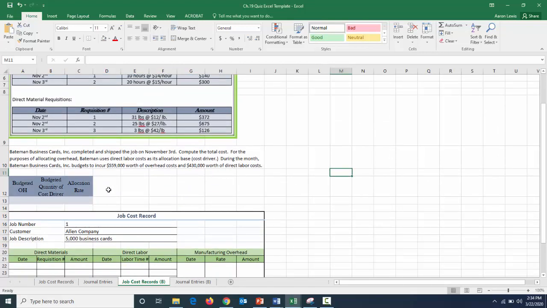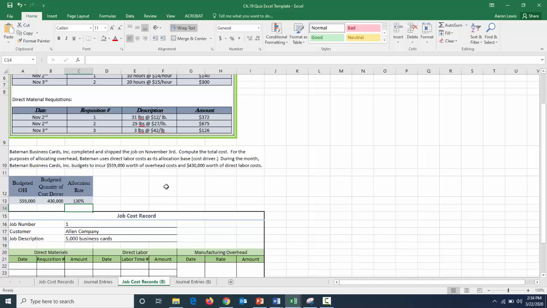And I'm going to be working in Excel while I do this. I'm trying to narrate what I'm doing. So budgeted overhead costs, they expect to have $559,000 worth of budgeted overhead. The budgeted quantity of the cost driver, in this case, is their budgeted direct labor costs, since they're using direct labor costs as the cost driver. So that's $430,000. And to find the allocation rate, it's always just equal to your budgeted overhead divided by your budgeted quantity of your cost driver, or in this case, 559,000 divided by 430,000 is going to give us 130%.